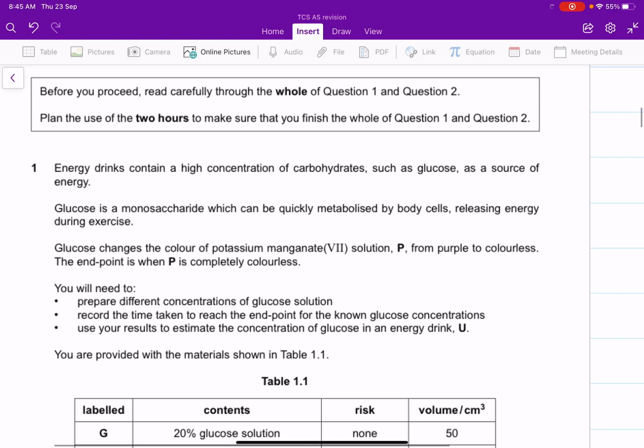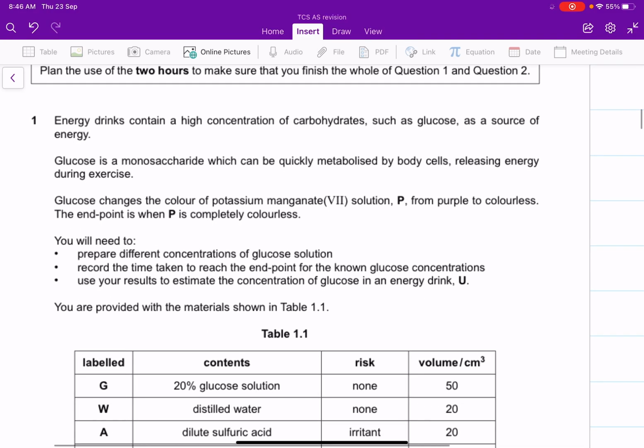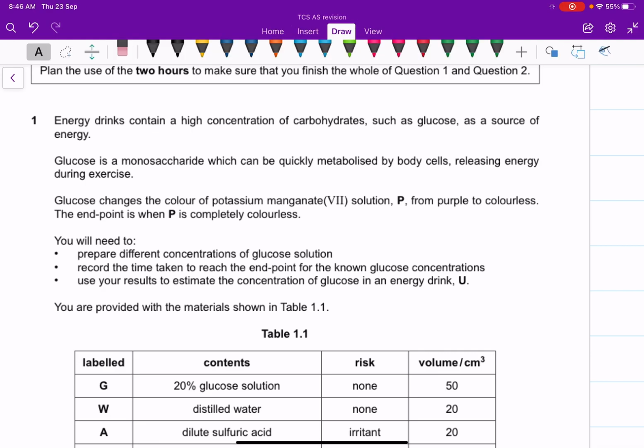Look at this first question. Before you proceed, read carefully through the whole of question 1. Plan the use of 2 hours to make sure that you finish the whole of question 1 and question 2. We are going to discuss question number 1 first, so it will take around 1 hour. You will have to read it carefully before you actually start this experiment. And if anything like the water bath has to be prepared and set aside for some time, that's important to manage your time. So let's see question number 1.